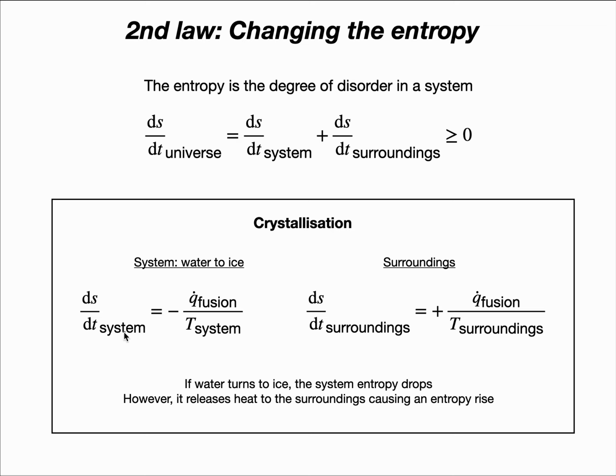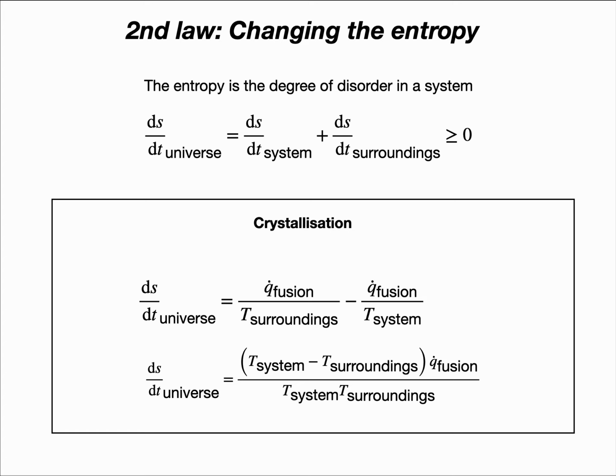So the dS/dt of the system is the Q dot of fusion, latent heat, the rate of latent heating divided by the system temperature. And this would be the rate of latent heating with the plus sign divided by the temperature of the surroundings. So if water turns to ice, the system entropy drops. However, it releases heat to the surroundings, causing the entropy to rise. So we have the plus sign in the surroundings and the negative in the system.